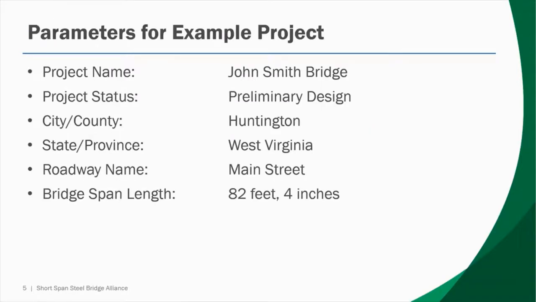To demonstrate the use of eSPAN140, we will begin by reviewing the parameters for an example project. We'll term this project the John Smith Bridge. The status of this project will be for preliminary design. We'll assume it's located in Huntington, West Virginia, carrying traffic over Main Street, and we'll assume that the bridge is 82 feet 4 inches long. Note that eSPAN will take this span length, round it up to the next 5-foot increment, which would be 85 feet, and report the solution for an 85-foot girder.